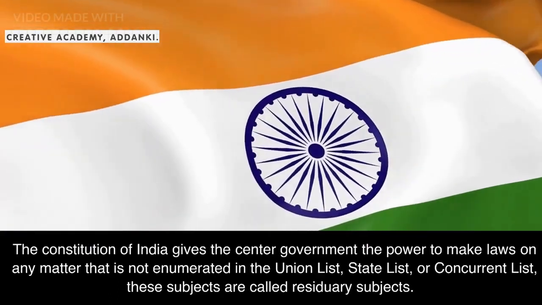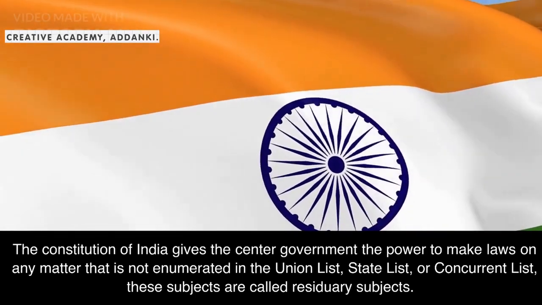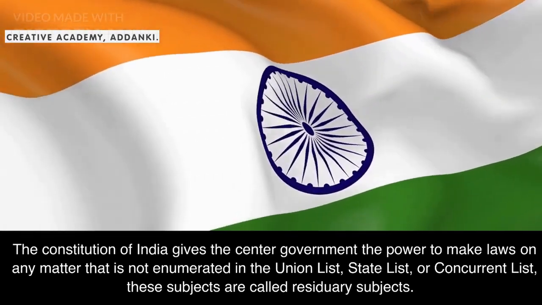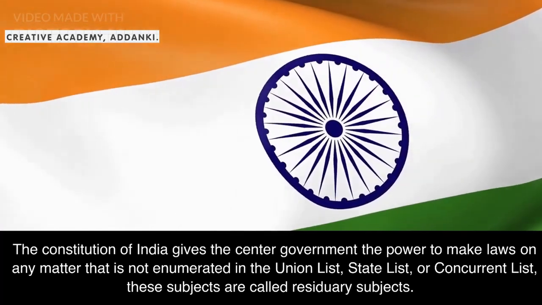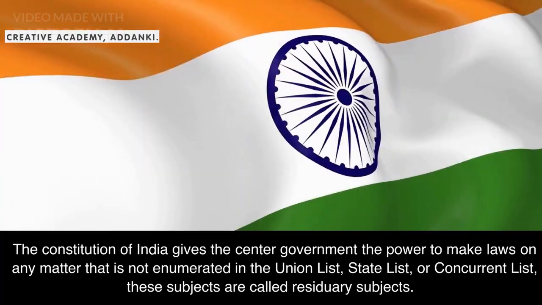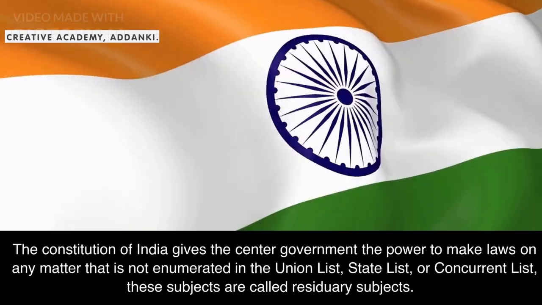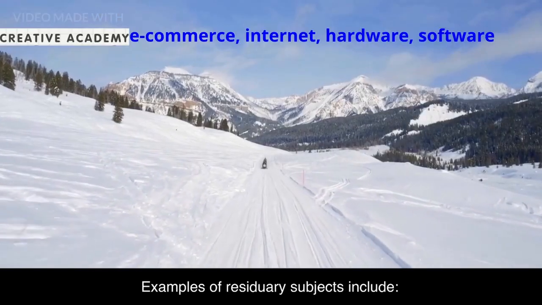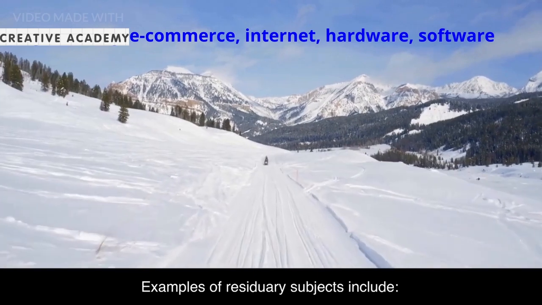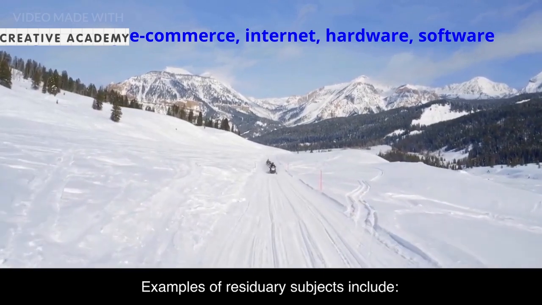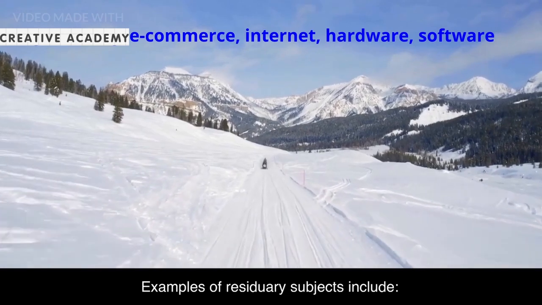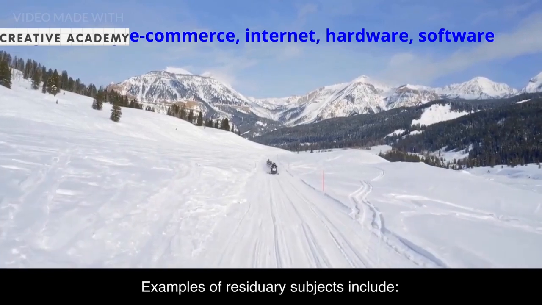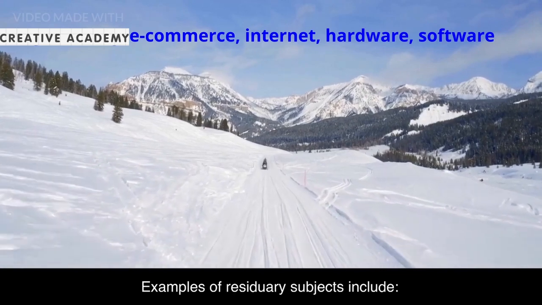The Constitution of India gives the central government the power to make laws on any matter that is not enumerated in the union list, state list or concurrent list. The subjects which are not mentioned in the union list, state list or concurrent list are included as residuary subjects. Subjects like e-commerce, internet, hardware, software and hacking, which are not present in the state list, concurrent list and union list, are considered under residuary subjects. The power to make laws on residuary subjects is handed over to the central government.